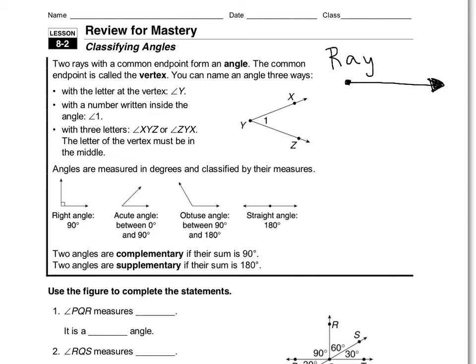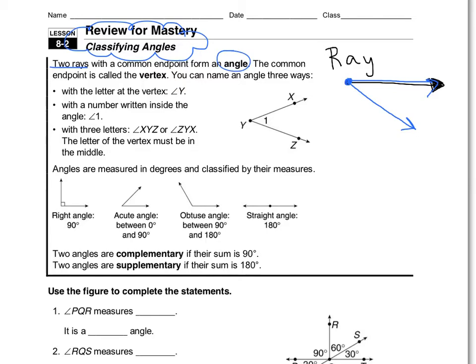Alright, let's get started today by talking about angles. Everything you need to know about angles. So two rays, remember from last year, a ray is when you have a defined beginning, a line that goes on in one direction. If I put two of those together, I have formed an angle.